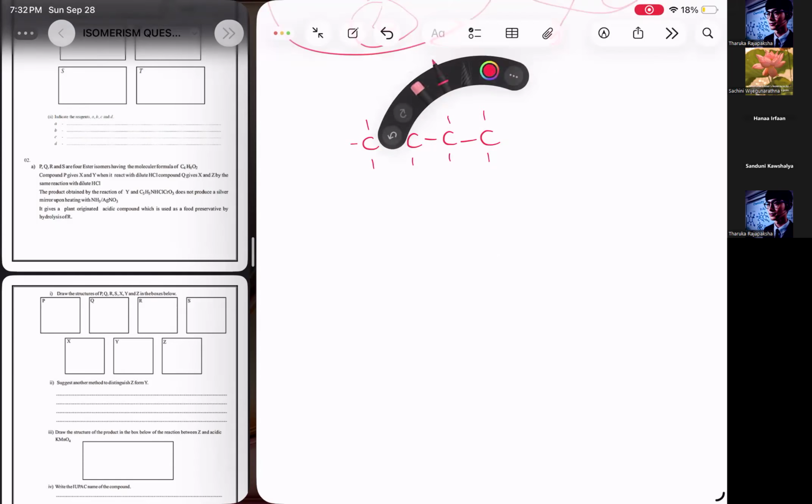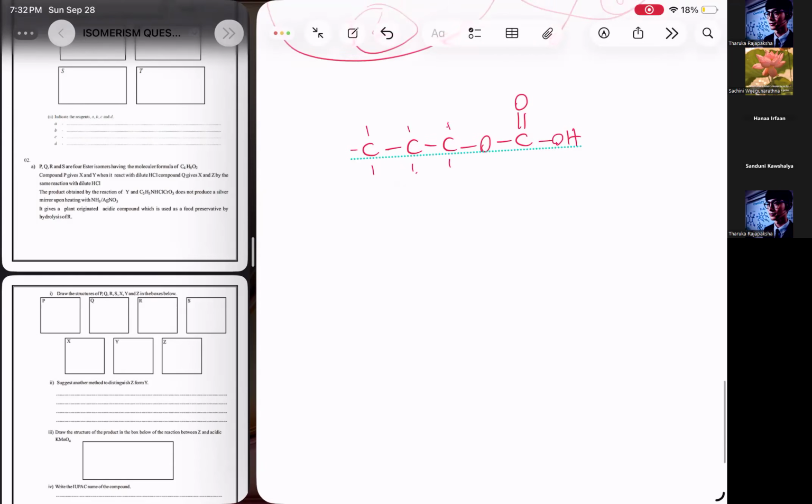So this is an ester, people. You know esters are like this. There are 4 carbons and 8 hydrogens. A structure like this is what comes. There is a maximum of only 4 structures that can be drawn for this. Let's draw and see.